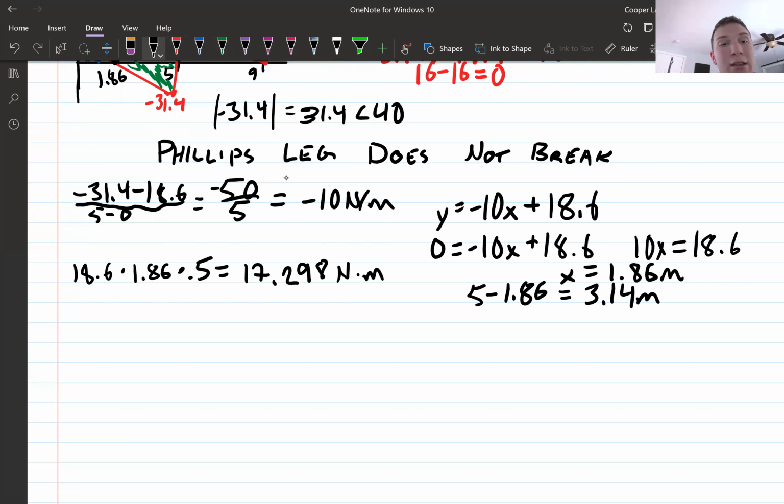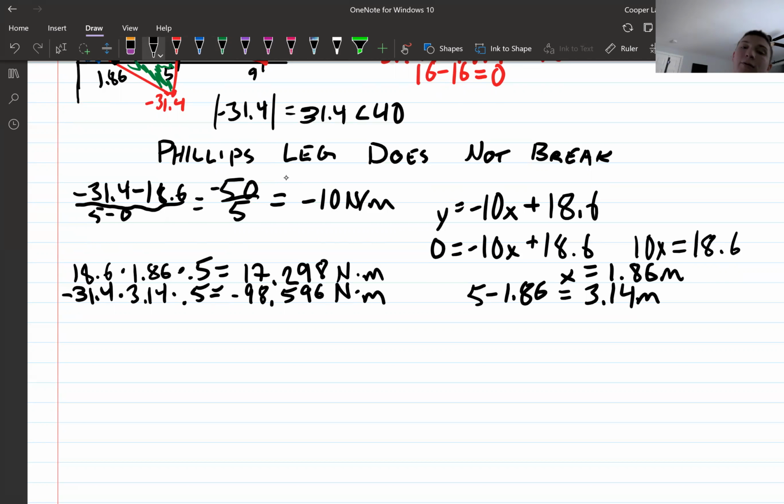And it has a height that we know to be negative 31.4, times the length of our base, which is 3.14, times 0.5. And when we do this out, we're going to get negative 98.596 newton meters. So now we have two of 3 triangles solved.